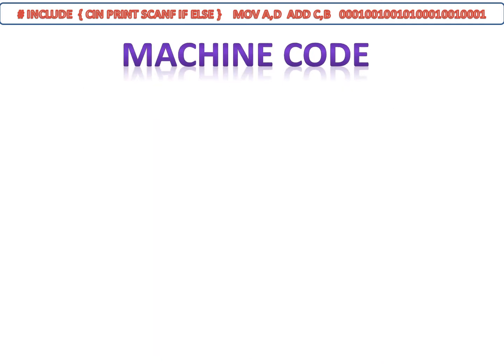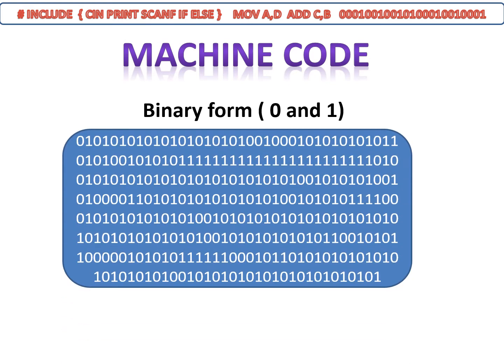Next is the machine code. Here the machine code is in the form of binaries, 1s and 0s. It shows that all the instructions, whichever are written either in a high level language or low level language like assembly languages, should be converted by the translators into this binary form, and this binary form is directly understood or executed by the CPU. So this is the machine code.